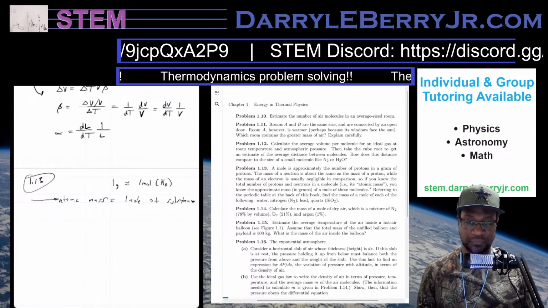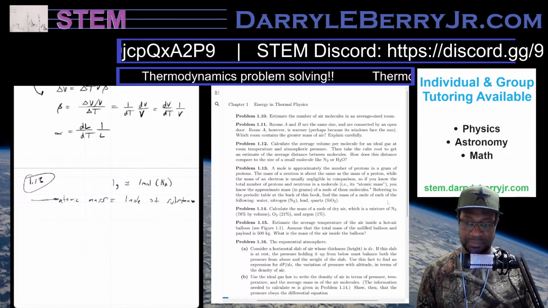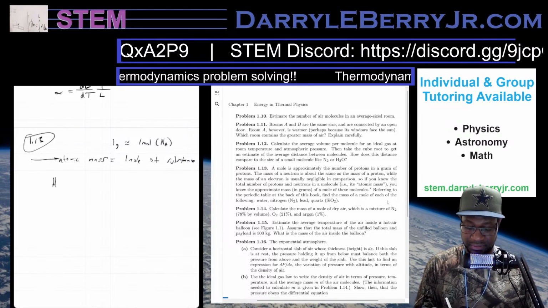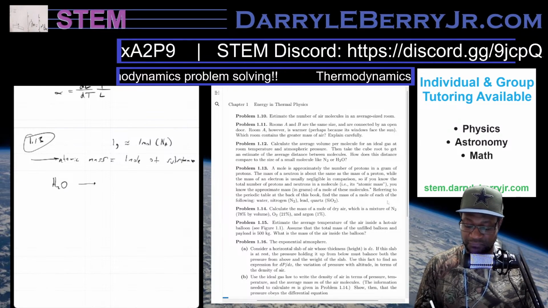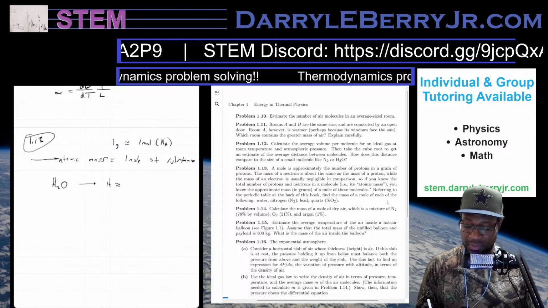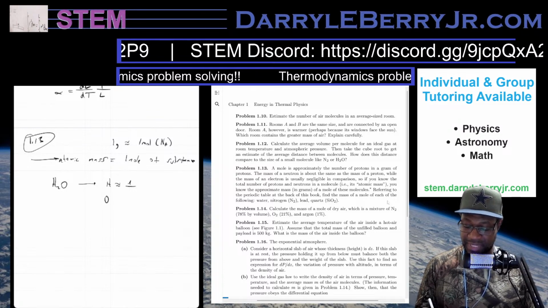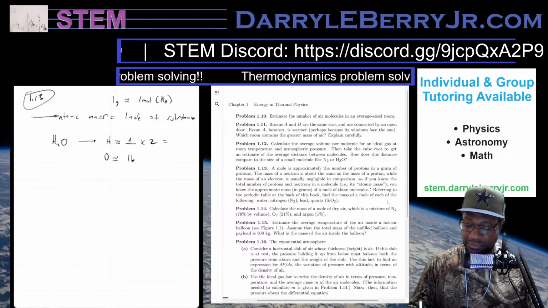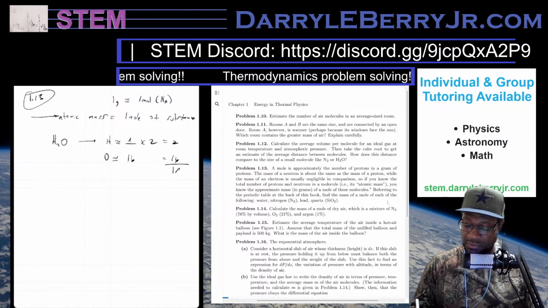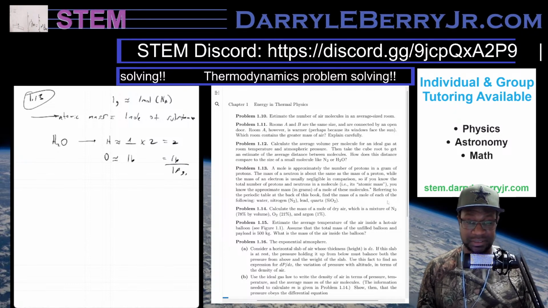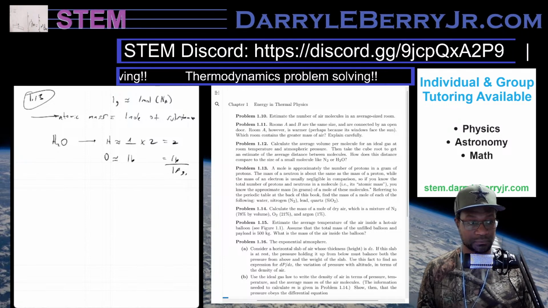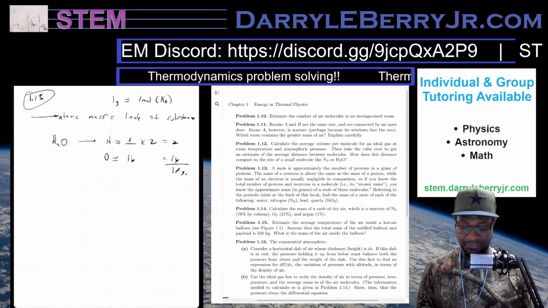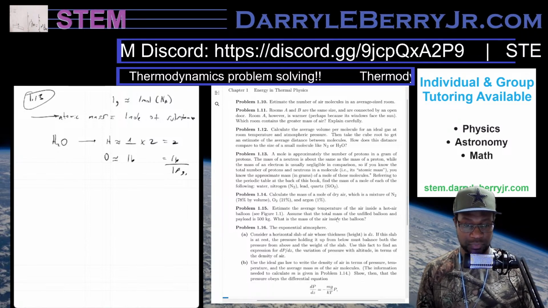Referring to the periodic table in the back of the book, find the mass of a mole of each of the following. So this seems easy enough. We just take water, which is H2O, and find the atomic mass of H, which should be about 1, and the atomic mass of oxygen, which should be about 16. And it's just times 2, so there's 2, 16. So 1 mole of water should be about 18 grams. And you do the same thing for the other. So I'll move past this one. That's easy enough.